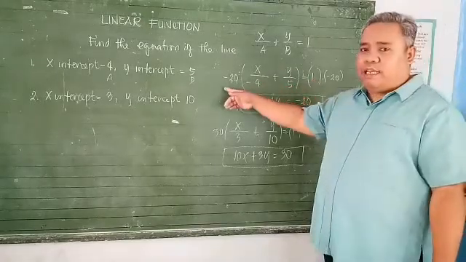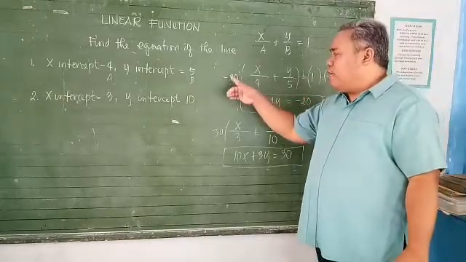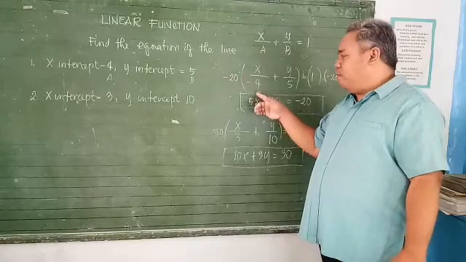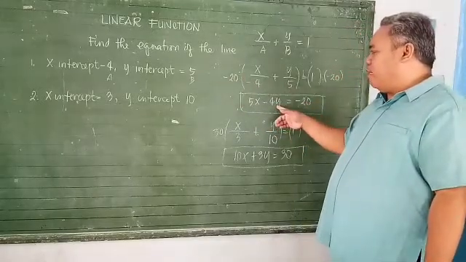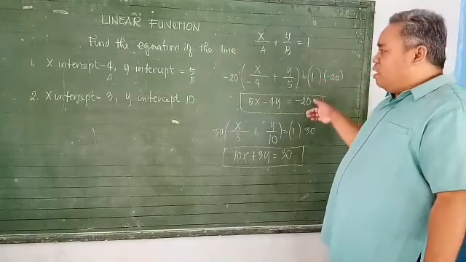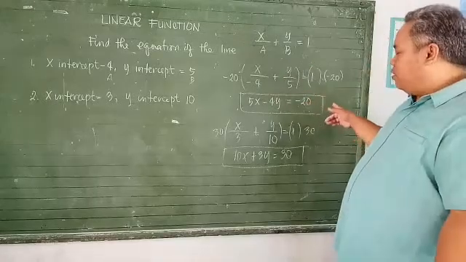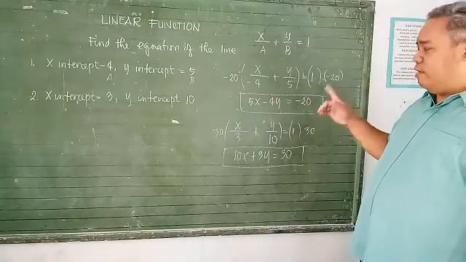So -20 is its LCD. It's -20 because of its denominators. So -20 divided by -4 will give you 5. And then -20 divided by 5 will give you -4. And then multiply here, that will be your -20. So for that number 1, the equation is 5x minus 4y is equal to -20. That will be the linear equation for that.